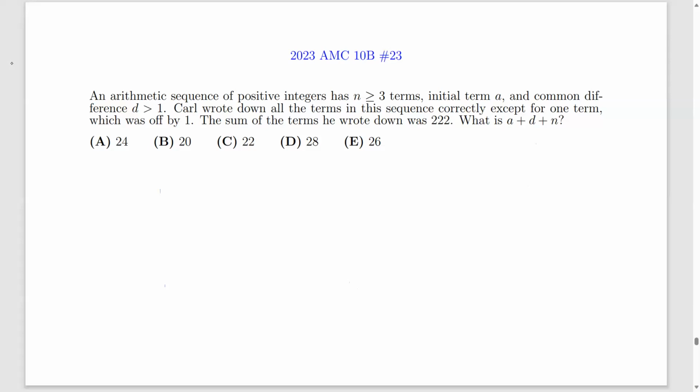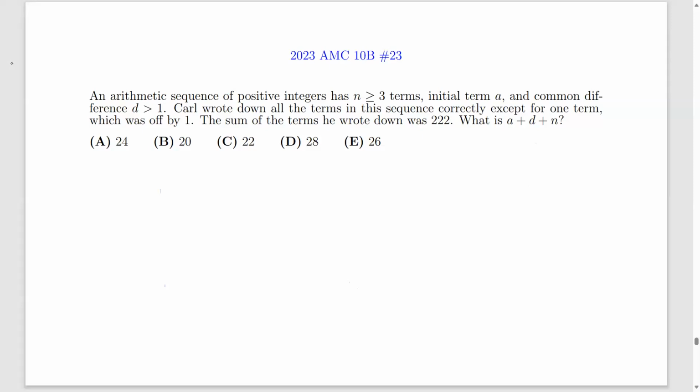An arithmetic sequence of positive integers has n terms, where n is greater than or equal to 3, initial term a, and common difference d, which is greater than 1. Carl wrote down all the terms in the sequence correctly, except for one term, which was off by 1. The sum of the terms he wrote down was 222. What is a plus d plus n?